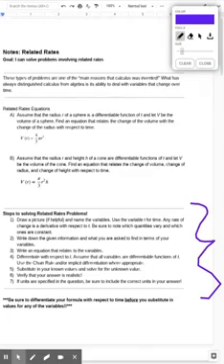For example, if you have a ladder sliding down the wall, the length of that ladder will never change, but the length between the ladder and the floor will change, and the length between the wall and the bottom of the ladder will change.